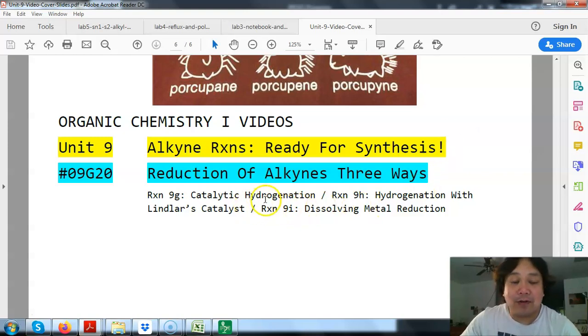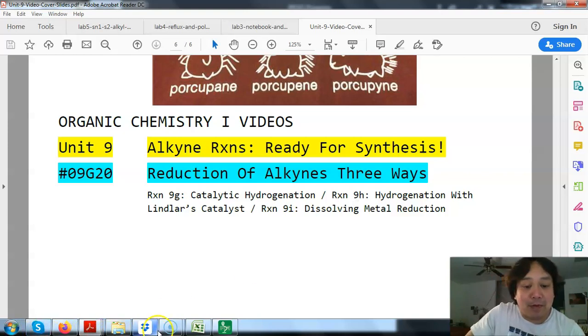We've seen this before. Look at reaction 9G, catalytic hydrogenation. So we were able to hydrogenate or reduce an alkene into an alkane. We're doing the same thing here. We're going to make an alkane. The other 2 are converting the alkyne into an alkene, cis and trans, or I should really say cis or trans.